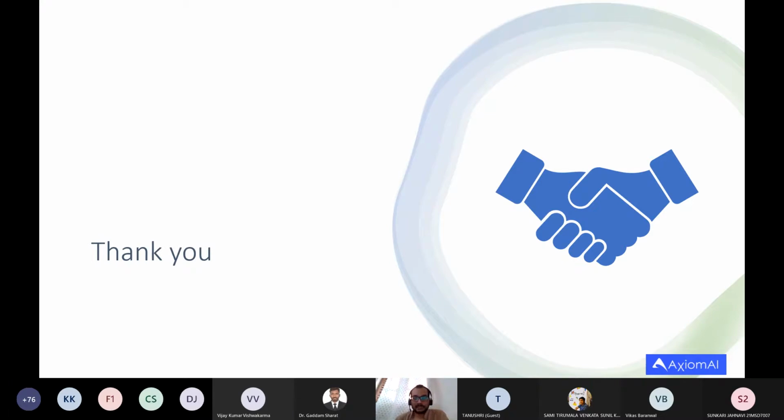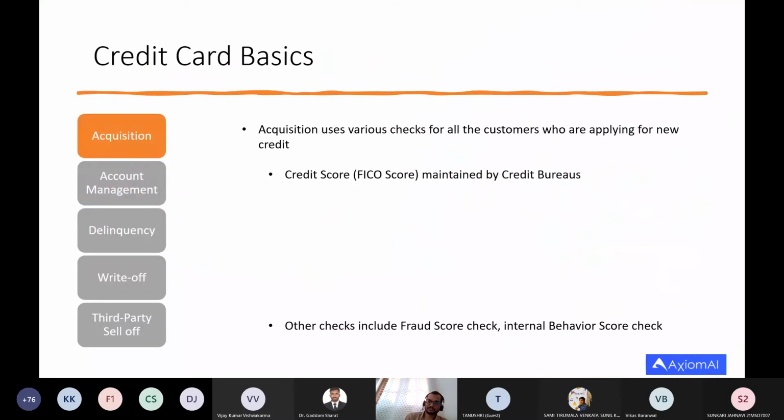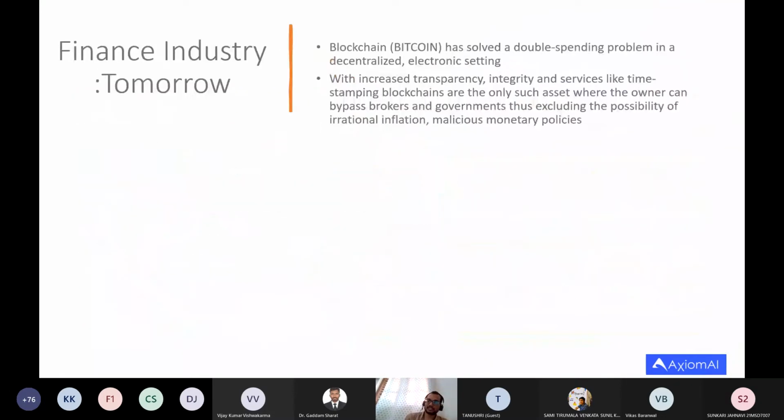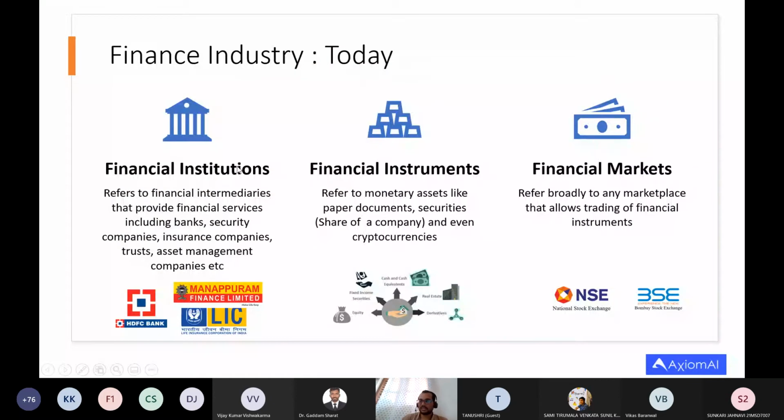So first I'll address the DMAT because that was asked first. A DMAT account is your dematerialized account, right? So what is it? Basically, we have seen there are financial marketplaces. I've listed NSE and BSE as an example. These are marketplaces where you can buy, sell or trade equity. When I say equity, these are the shares of a specific company.